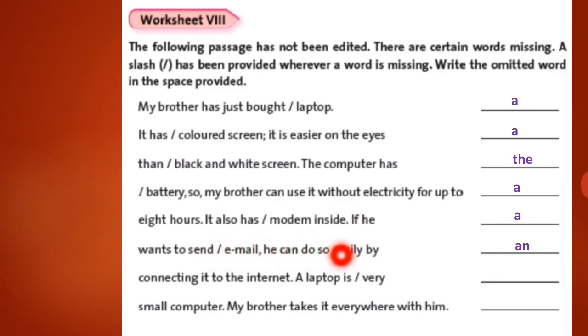A laptop is a very small computer. Laptop is a very small computer. My brother takes it everywhere with him. So this is how you have to add these words in place of omitted words. Use of a and the.